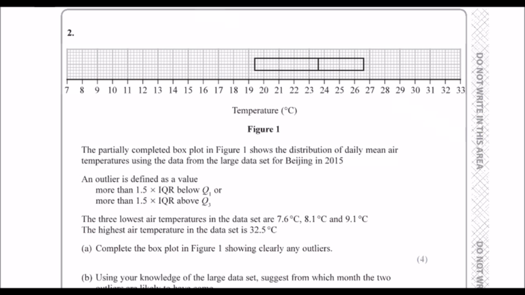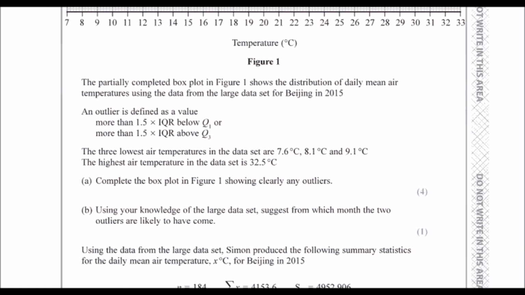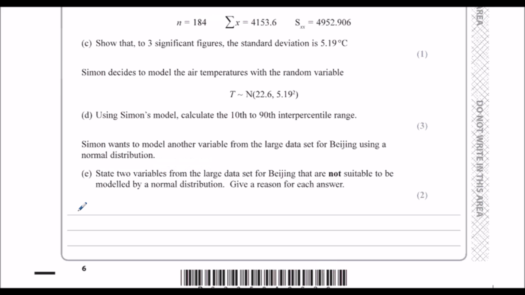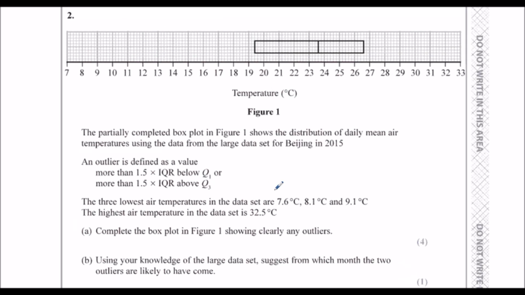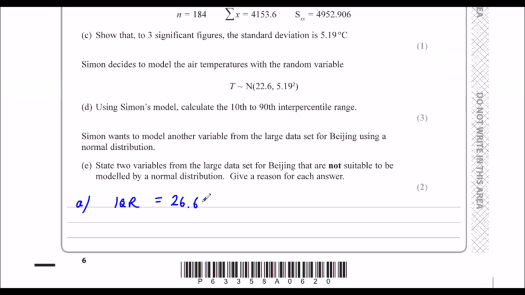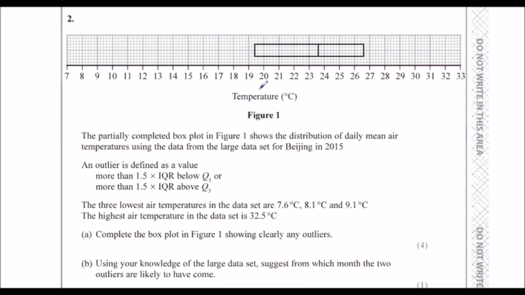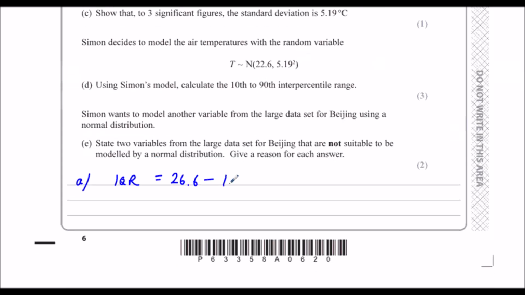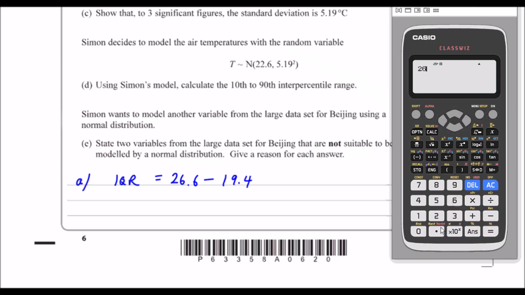So we need to calculate the outliers. So we need the interquartile range. So the interquartile range we can work out from the box plot we've been given. So we've got 26.6 as our upper quartile. So 26.6 minus the lower quartile, which is 19.4. So our interquartile range is the upper quartile, take away the lower quartile.